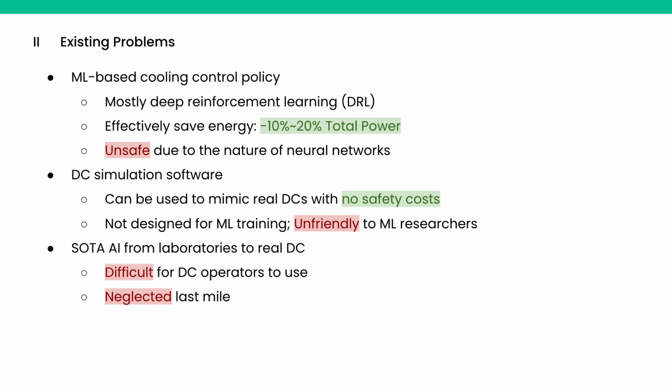And yet, perpendicular to the problem of AI itself and the simulation software, little attention has been paid to transfer state-of-the-art AI from laboratories to real DCs for daily usage. The adoption of AI often faces difficulty as the DC operators are mostly not trained machine learning professionals. Such a neglected last mile slows down the AI transformation of today's DC management and operation.